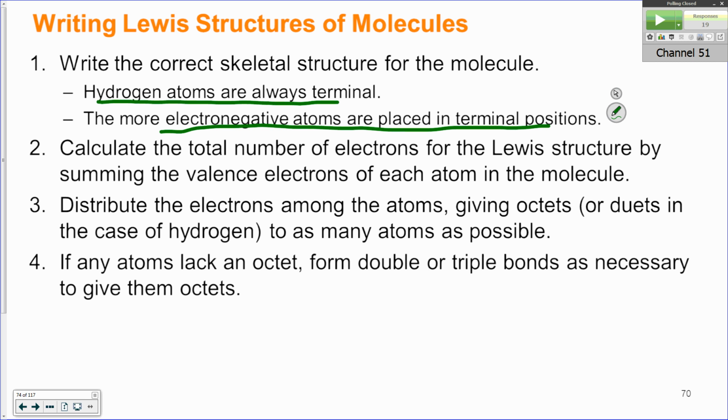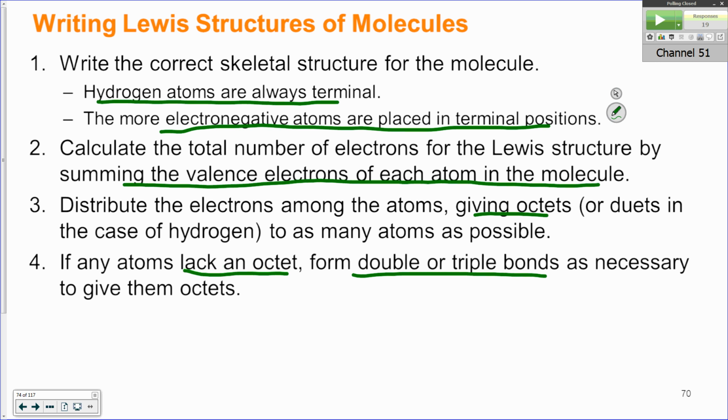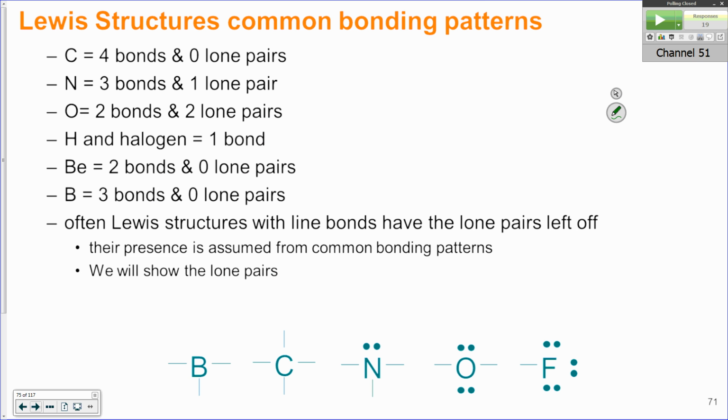If we calculate the number of electrons that we have by summing up all the valence electrons for all the atoms in that particular molecule, then we want to distribute the atoms around to try to create octets, duets in the case of hydrogen, to as many atoms as possible. And if anything has an incomplete octet, then we need to form double or triple bonds by collapsing electrons in. And we'll look at lots of examples of that.